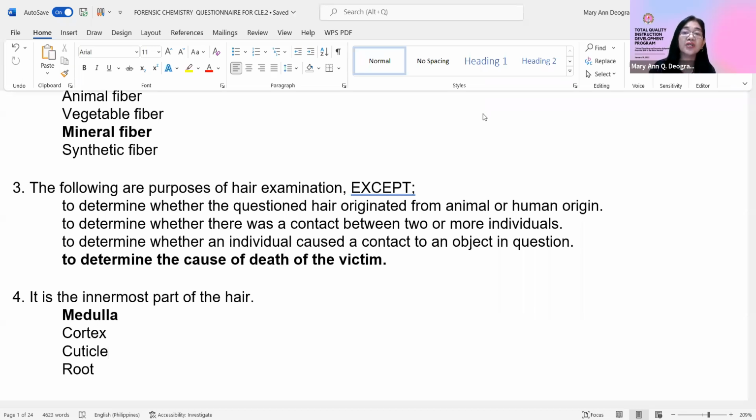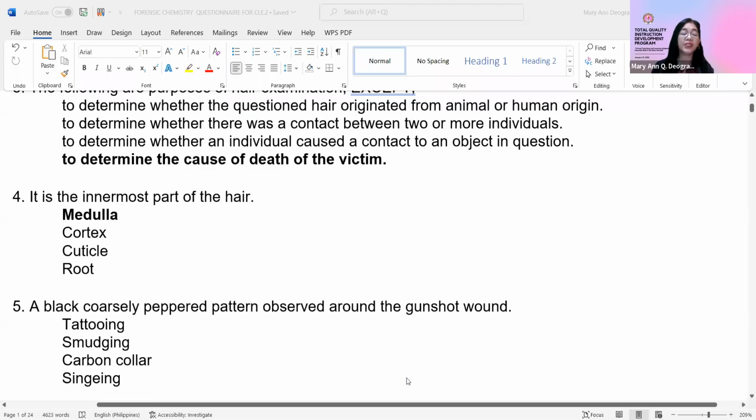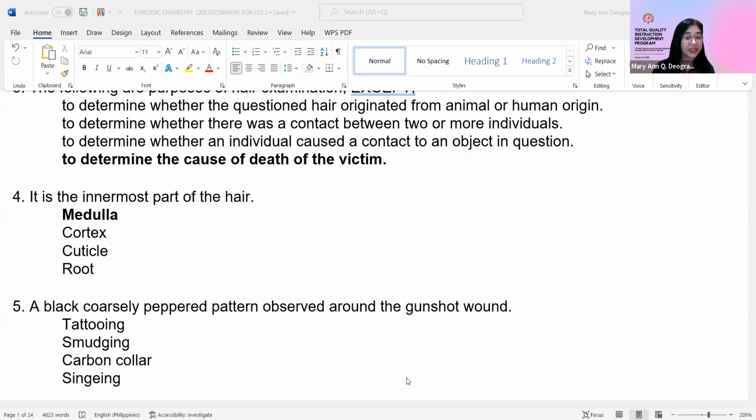So let us add to your notes what you learn here. Number 5: a black, coarsely peppered pattern observed around the gunshot wound.